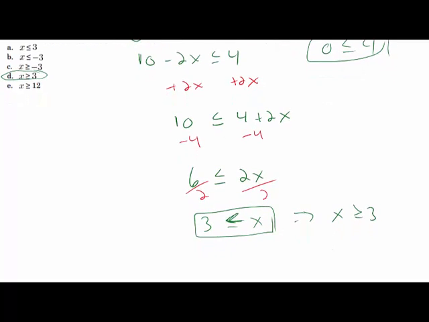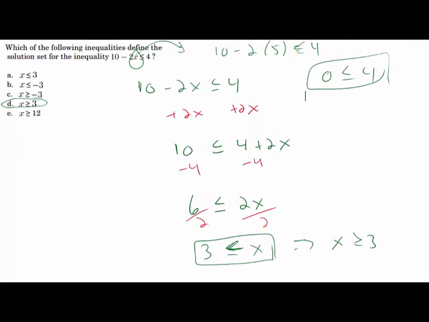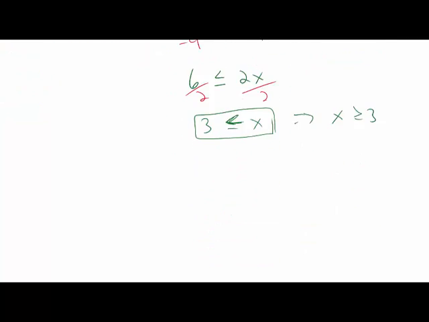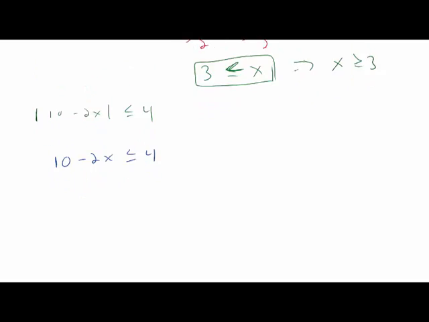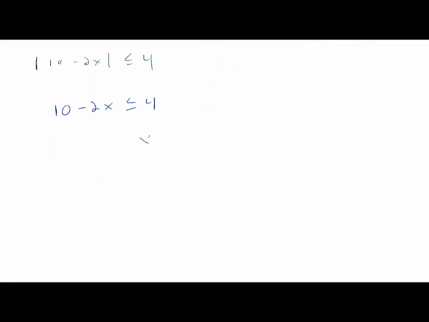But now let's see if we could take this question and tweak it a little bit and add an absolute value. Now how would you solve it? If the question instead was the absolute value of 10 minus 2x is less than or equal to 4. Well, then we know there's going to be two equations. There's going to be the one that we just solved, 10 minus 2x is less than or equal to 4, and we know what that answer is, which is that x is greater than or equal to 3, right?